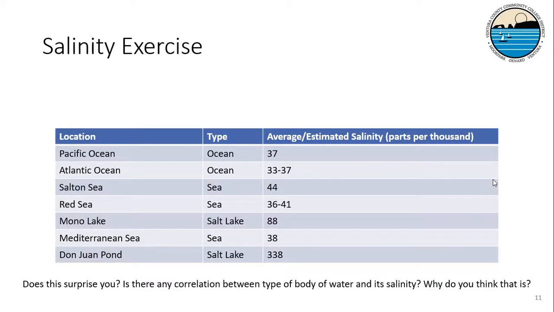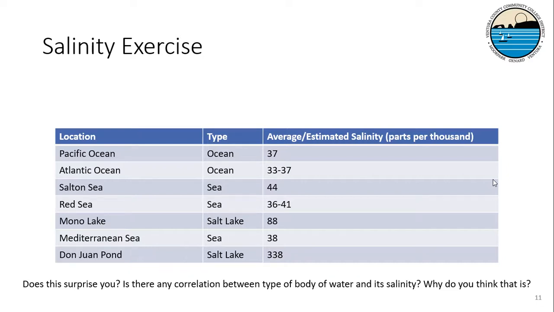A little later. Okay, so I've completed this chart as well. And does it surprise you that some of these salinities are so different from the other? Do you think there's a correlation between type of body of water and its salinity? And why do you think that is? So we see that the Pacific and Atlantic Ocean, the two oceans I have listed here, are about the same salinity, 33 to 37 parts per thousand.